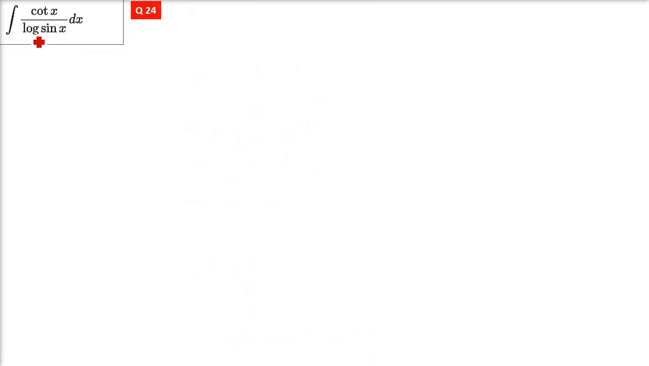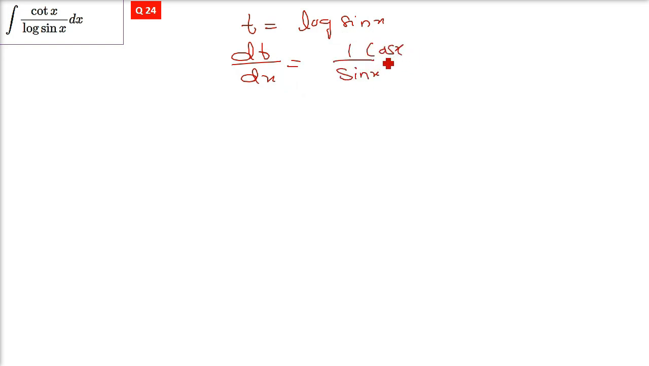Cot x divided by log sin x. Now this is a very straightforward question because it's very clear. Log sin x, if you put it as t, you are going to get cot x dx. That is, if you write t equals log sin x, then dt by dx is going to be 1 by sin x times the differentiation of sin x, which is cos x. So you get cot x on the right hand side, dt by dx; taking dx to the right hand side, dt will be cot x dx. So the numerator goes and this will form a dt.